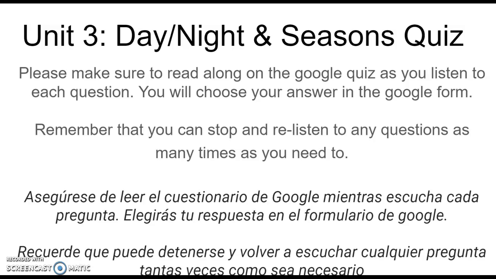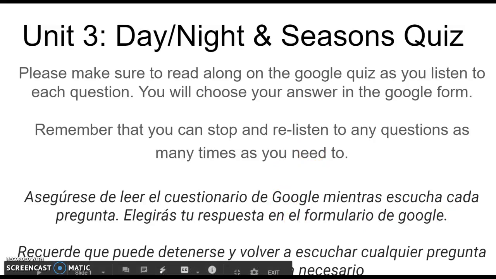Question number 12. Which of the locations on the diagram will experience sunrise next? Location U, location X, location Y, or location Z?